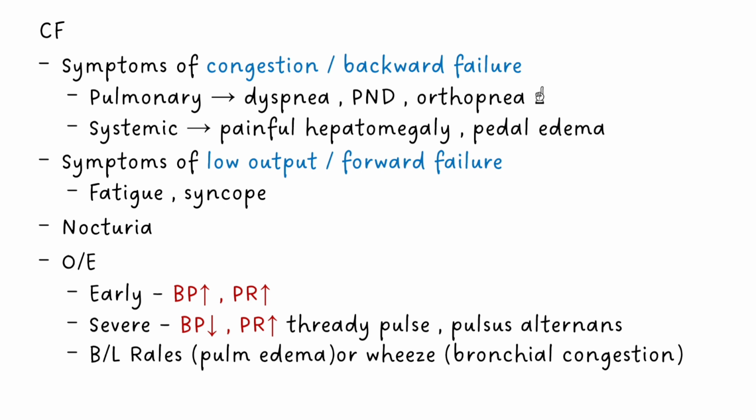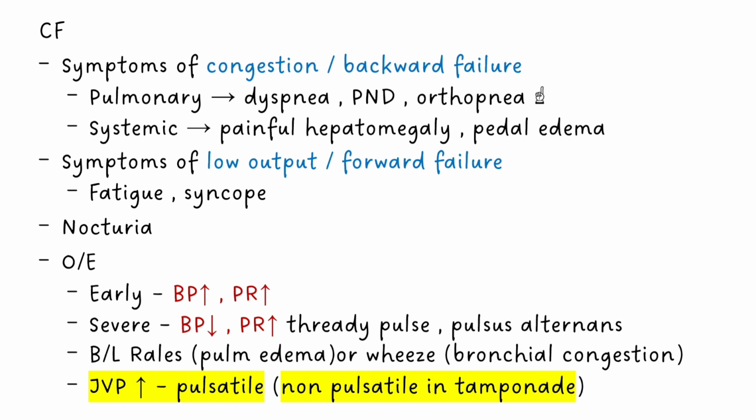And JVP, when you observe it, is elevated and pulsatile, whereas in tamponade, it is non-pulsatile. Why is it non-pulsatile in tamponade? We'll discuss it when we talk about tamponade in pericardial diseases.